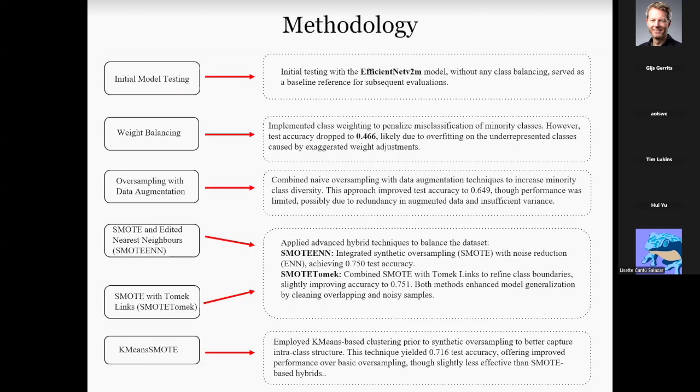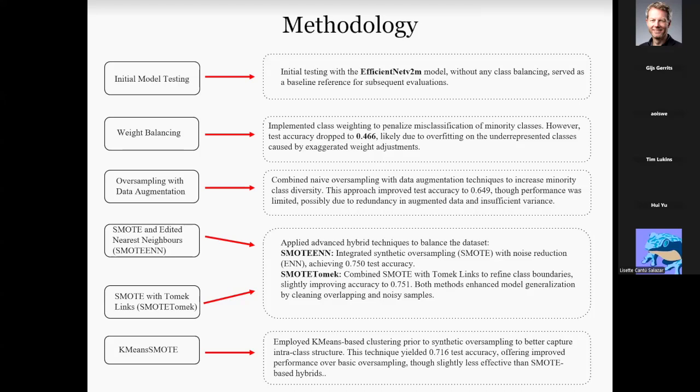So here is the strategy that I followed. Basically, the EfficientNet version 2 medium-sized model was used as the base model and yielded around 67% test accuracy. And then we used weight balancing, oversampling with data augmentation, SMOTE and edited nearest neighbor, SMOTEENN, SMOTE with Tomek links, SMOTETomek, and KMeansSMOTE. Since SMOTEENN and SMOTETomek demonstrated superior performance compared to the baseline model, the presentation will focus on these two methods.